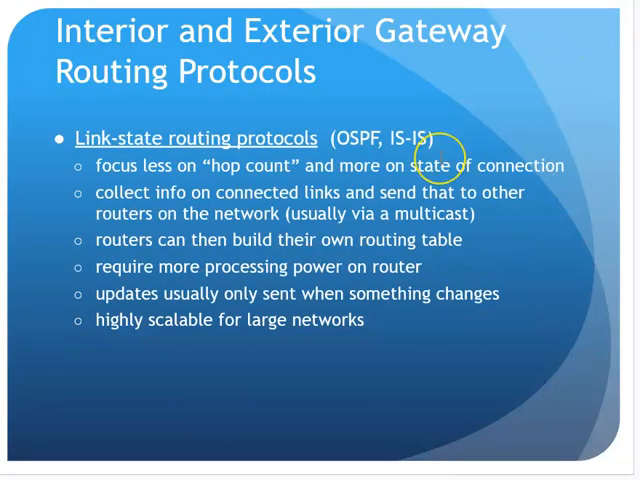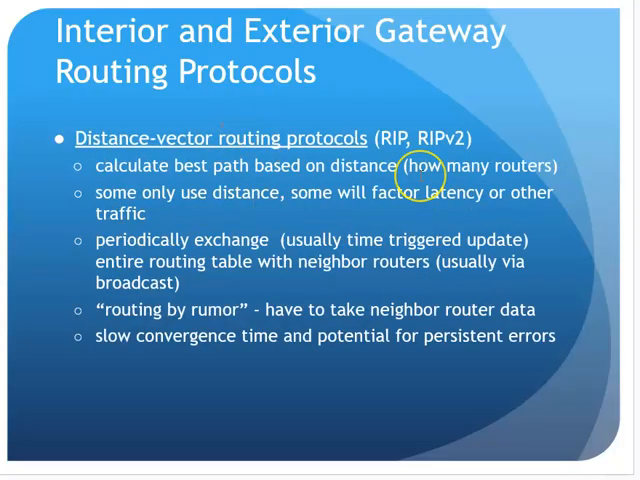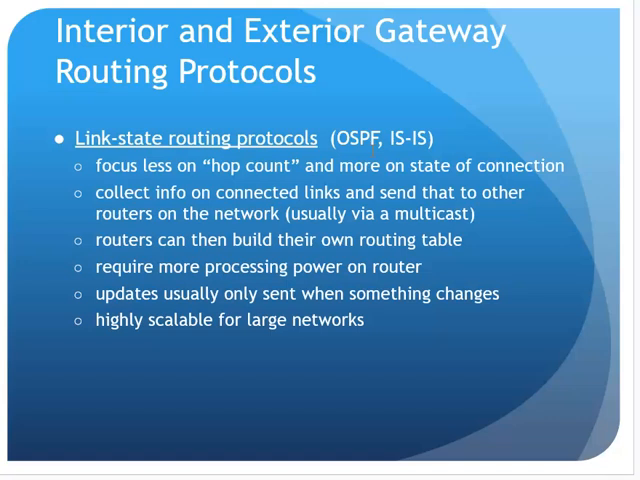Link state, OSPF or IS-IS would be examples. Actually, by the way, we're going to configure RIP in our lab first, just so we can see it as kind of like a historical thing. And then we will move on to OSPF, a link state. This focuses less on hop count and more on the state of the connection.